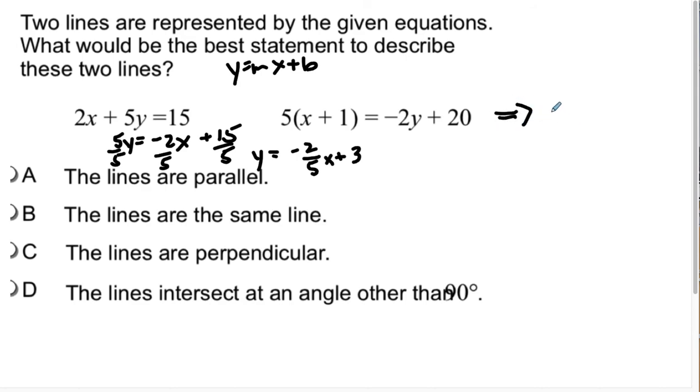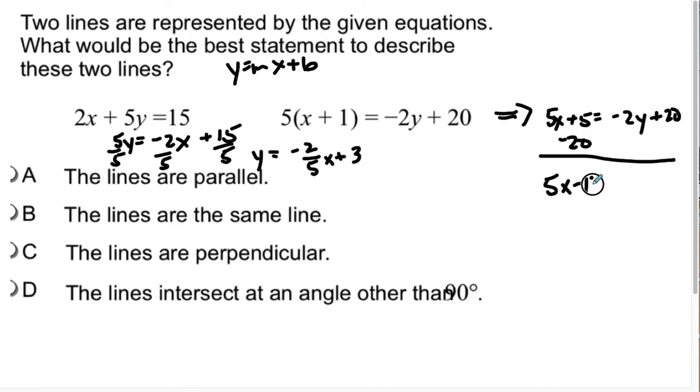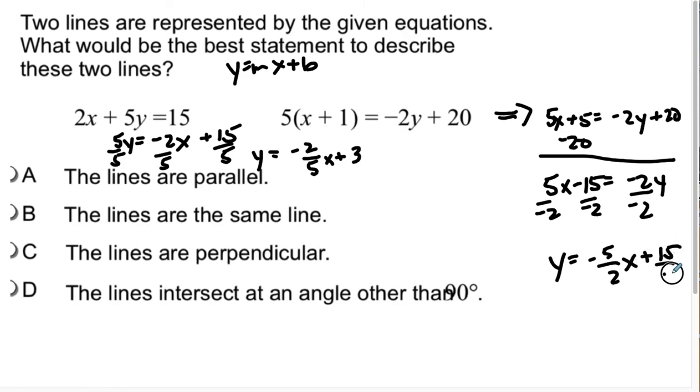So I'm going to use the distributive property to distribute 5 to x plus 1. So that becomes 5x plus 5. And now what I want to do is get y by itself. So to get y by itself, I have to get rid of this 20 and bring it over to the other side by subtraction. So that gives me 5x minus 15 equals negative 2y. Then I'm going to divide by negative 2 to all the terms here. So I have y equals negative 5 over 2x plus 15 over 2.